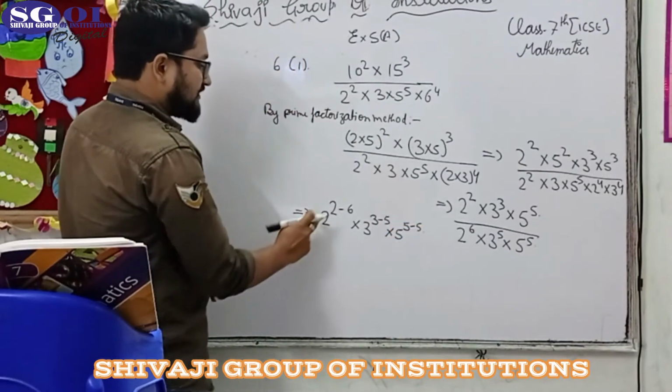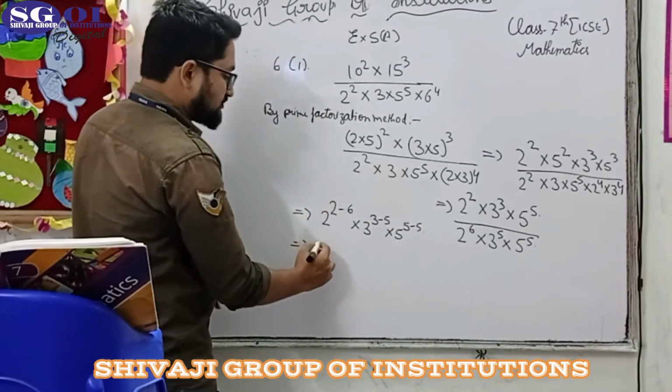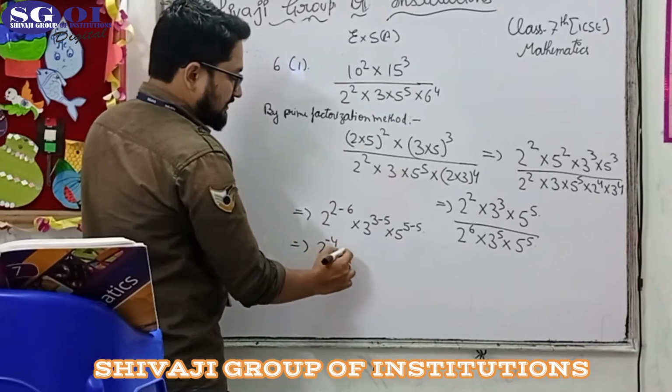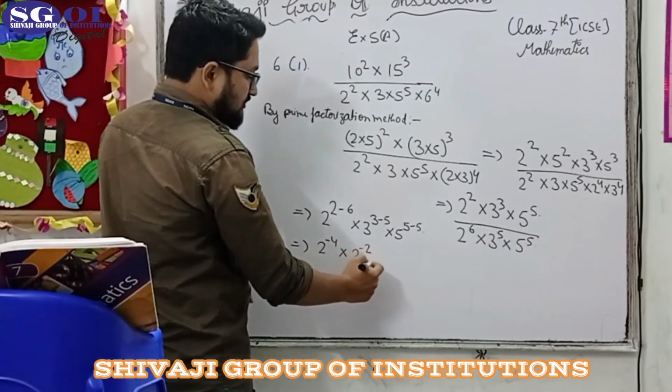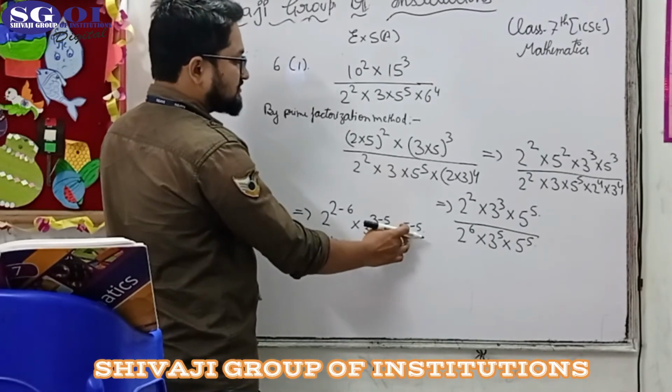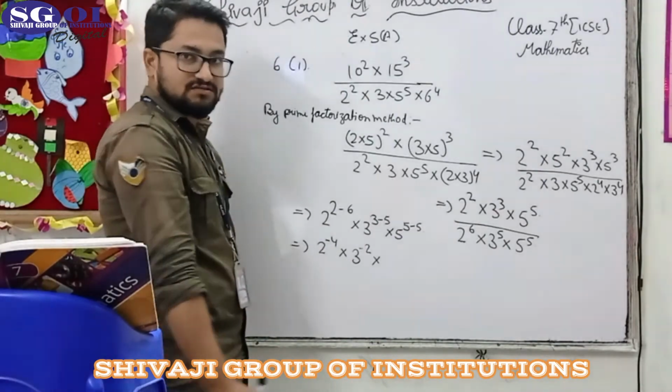For solving this, we will get plus 2 and minus 6 will give us 2 to the power minus 4, and this multiplied by this will give us 3 to the power minus 2 and multiplied by this will be 5 to the power 0 and 5 to the power 0 will give us 1.